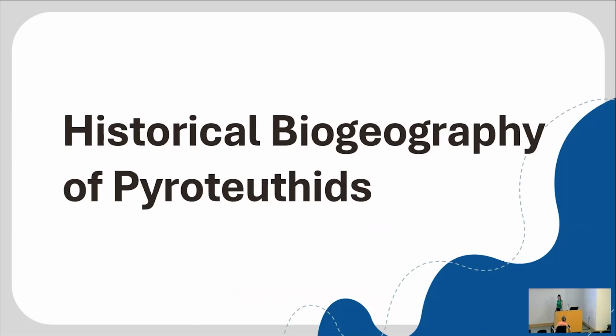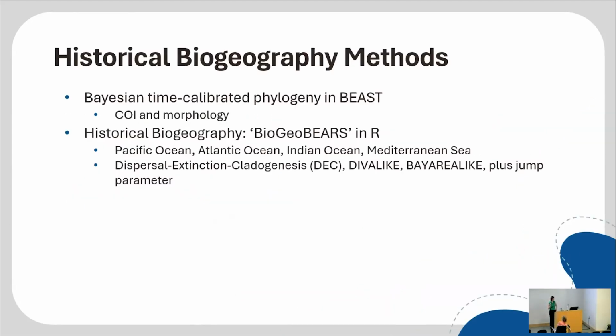Now on to the historical biogeography of these squids. So I used a Bayesian time-calibrated phylogeny in BEAST. And for these squids, unfortunately, I could only use CO1 and morphology. The single gene topologies for this family were conflicting with every single gene. And you may ask, how do I know if this is the correct tree? I don't really know this is the correct tree, but CO1 had all of the species represented. So I had to pick that gene in order to actually include all of the species.